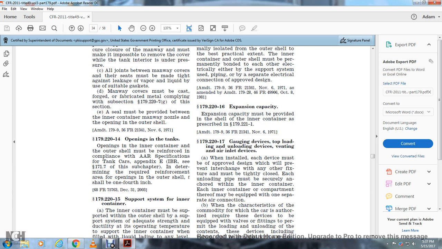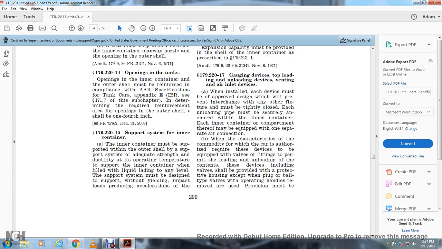179.220-14 Openings in the inner container and outer shell. Openings in the outer shell should be reinforced in compliance with the AAR Specification for Tank Cars, Appendix E, and 49 CFR 171.7 of this subchapter. In determining the required reinforcement area of the opening for the outer shell, t shall be 1/4 of an inch.